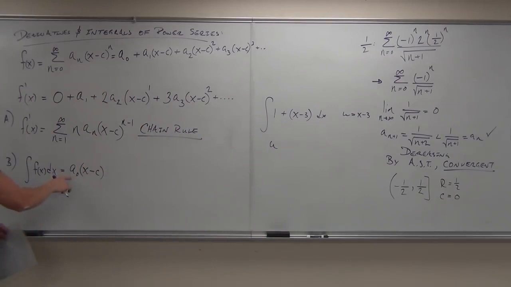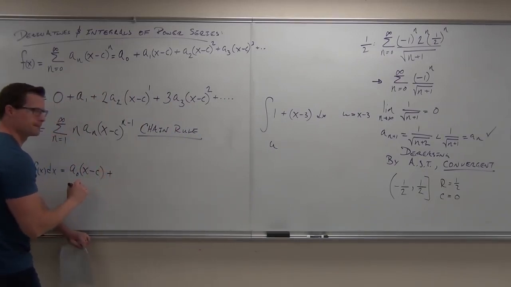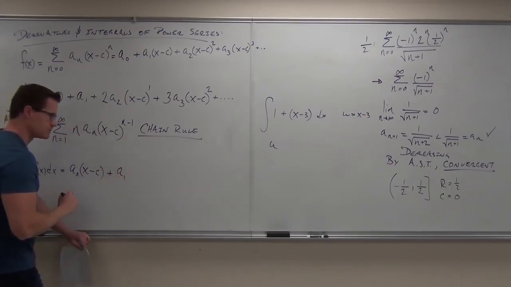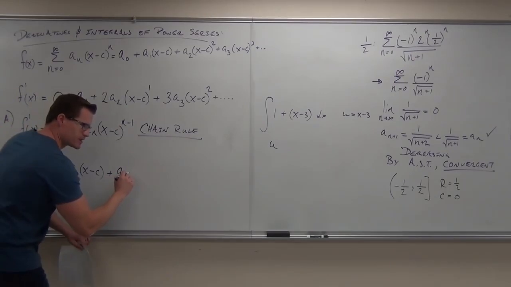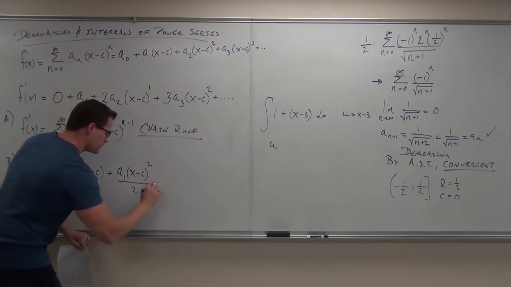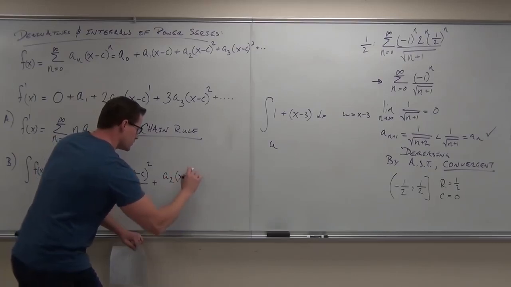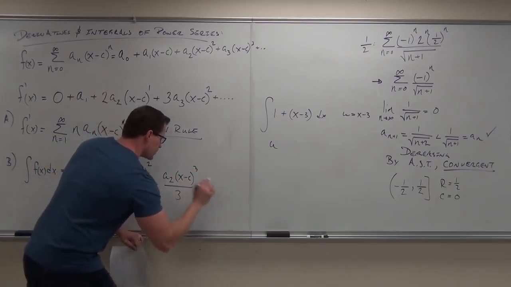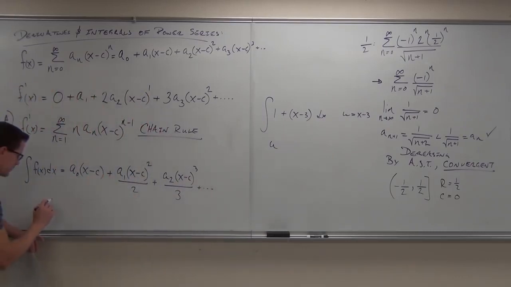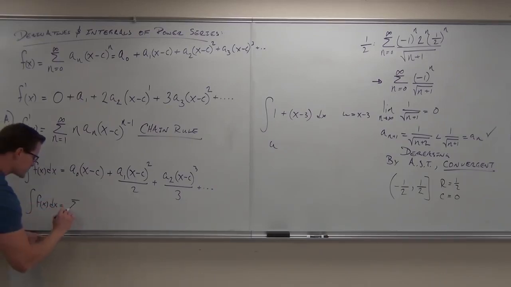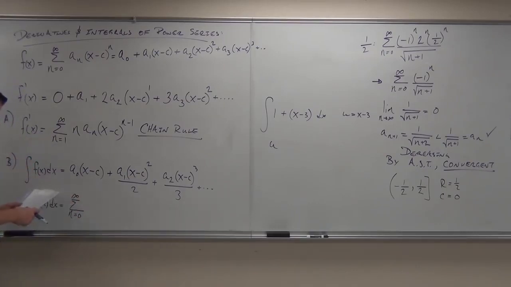Okay, so we get a, okay, no problem. What's the next one then? A sub 1. That's going to be 1/2. Am I going to have an x minus c? Yeah. What power is it going to be raised to? Square, over 2. Next one. X minus c cubed over 3. And so on and so forth, which looks like this. The integral of f of x dx, therefore, would simply be a series. This one does start at 0 still.